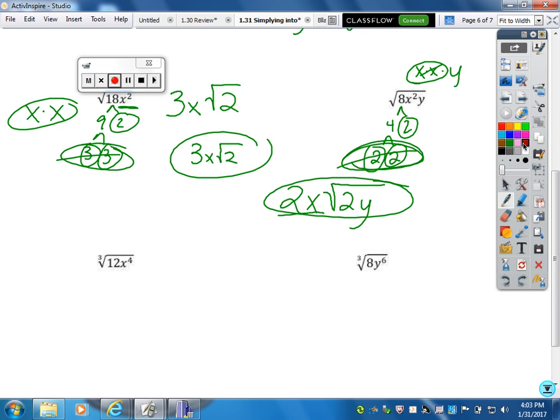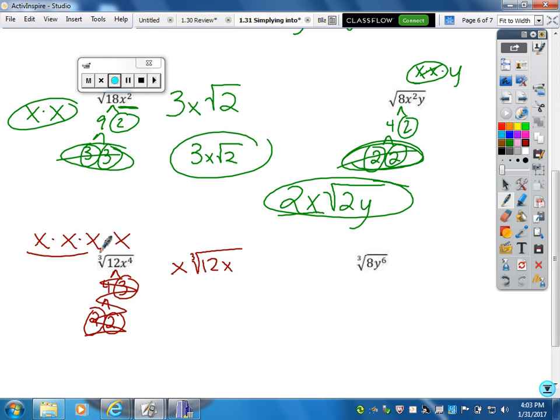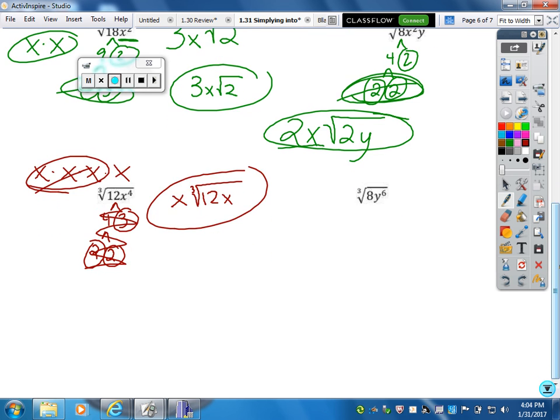Alright, let's try this next one. It is a cube root, so we're looking for 3 of a kind. I've got 4 times 3 and 2 times 2. And I am looking again for 3 of a kind. I don't have 3 of a kind this time, so actually nothing gets to escape from my 12. All of it is still back inside. But let's check out my x to the fourth. I have 3 of a kind there with 1 left over when I have 4. Again, if you need to see a picture of that, you can draw it out. So that is x cube root 12x. Didn't seem like we could do much there.